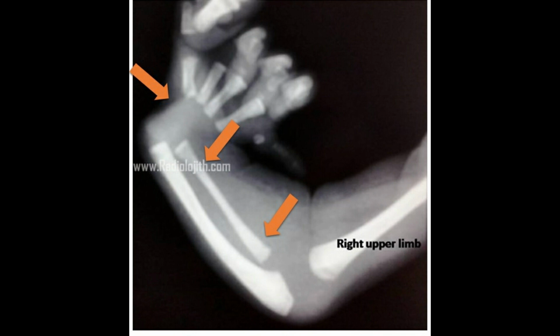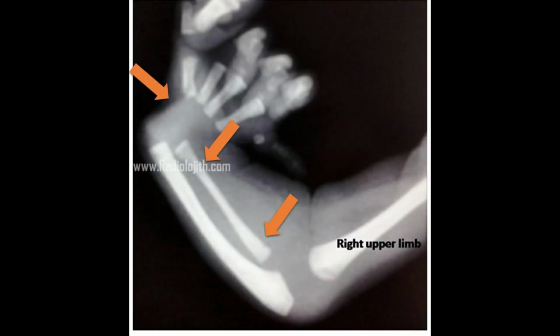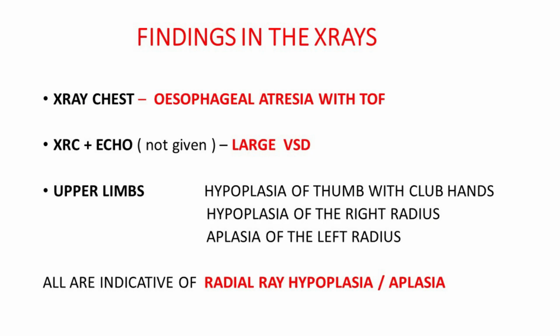X-ray of right upper limb reveals hypoplasia of radius and X-ray of left upper limb reveals aplasia of the radius, with both the upper limbs revealing hypoplasia of the thumb and club hands. Both the hands reveal hypoplasia of the thumb and the club hands. You can see the images. These are all the findings in the given pictures.